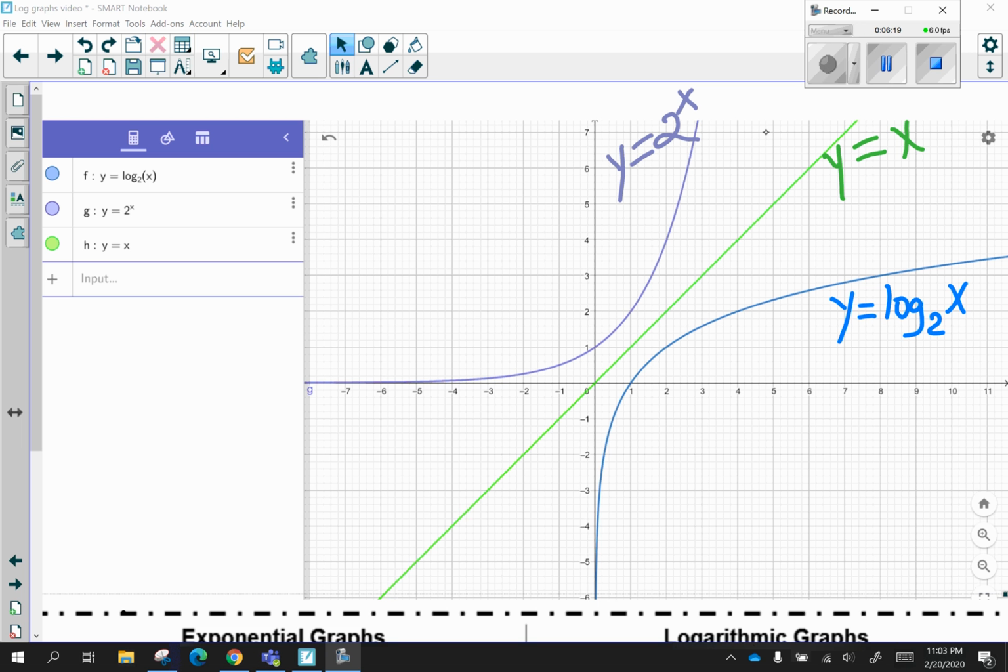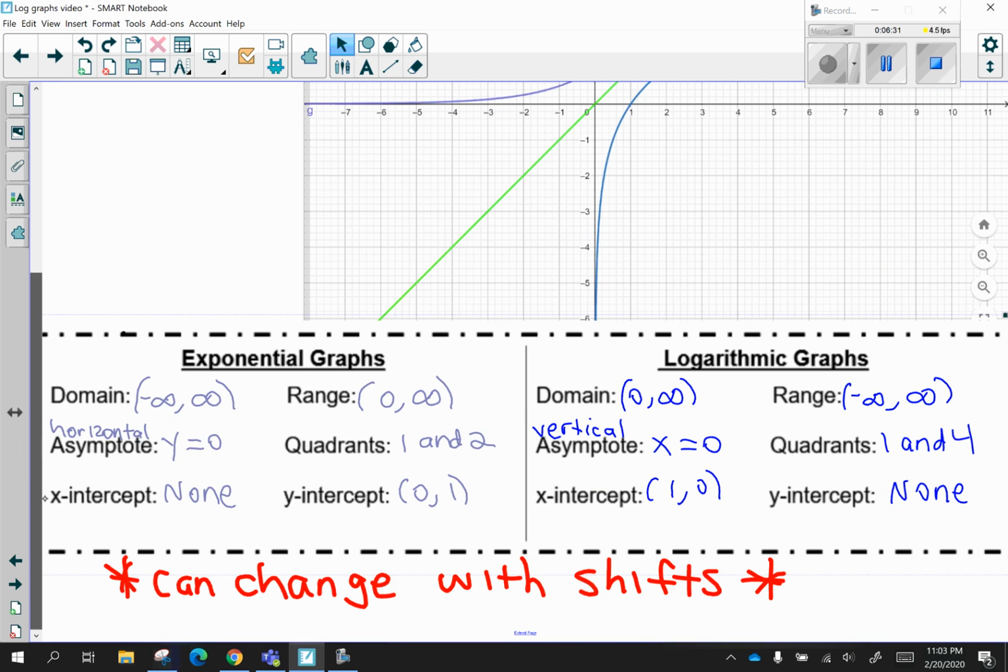So looking at this graph, we get another visual of our function y equals 2 to the x and our inverse function y equals log base 2 of x. And we can have our side-by-side view of all this information. How the domain and range are just switched. How our exponential graph has a horizontal asymptote and the log has a vertical asymptote.